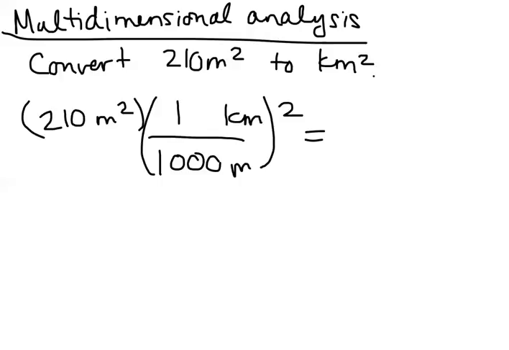You should have gotten 2.1 times 10 to the minus 4th, or 0.00021. Did anyone not get that? Does anybody have a question as to how to put that into their calculator? Can anyone tell me why we didn't square this number here?